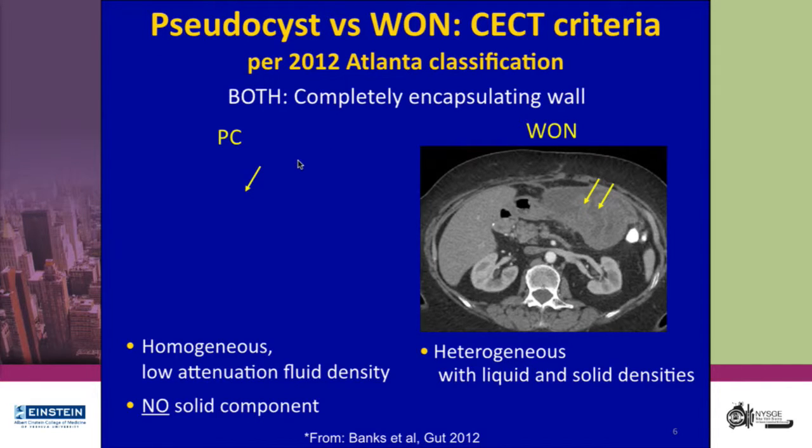The Atlanta classification provides us with criteria based on contrast-enhanced CT. Now, as we'll learn in a moment, that is actually inadequate to make this differentiation. But per the classification, both of these have completely encapsulating walls. A pseudocyst is homogeneous, and I apologize that the image here is missing. It is a low attenuation fluid density. A WON, by contrast, is heterogeneous. It contains both liquid and solid densities. So a pseudocyst, again consistent with the definition, has no solid component.